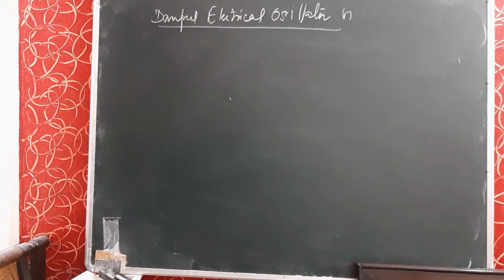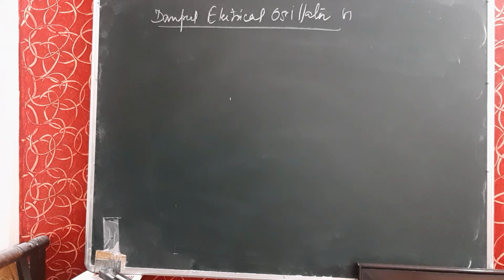Today we will discuss the damped electrical oscillator. So it is the same as the damped mechanical oscillator which we have already studied. In this oscillator we will use three components, that is L, C and R. L means inductor, C means capacitor and R means resistor.